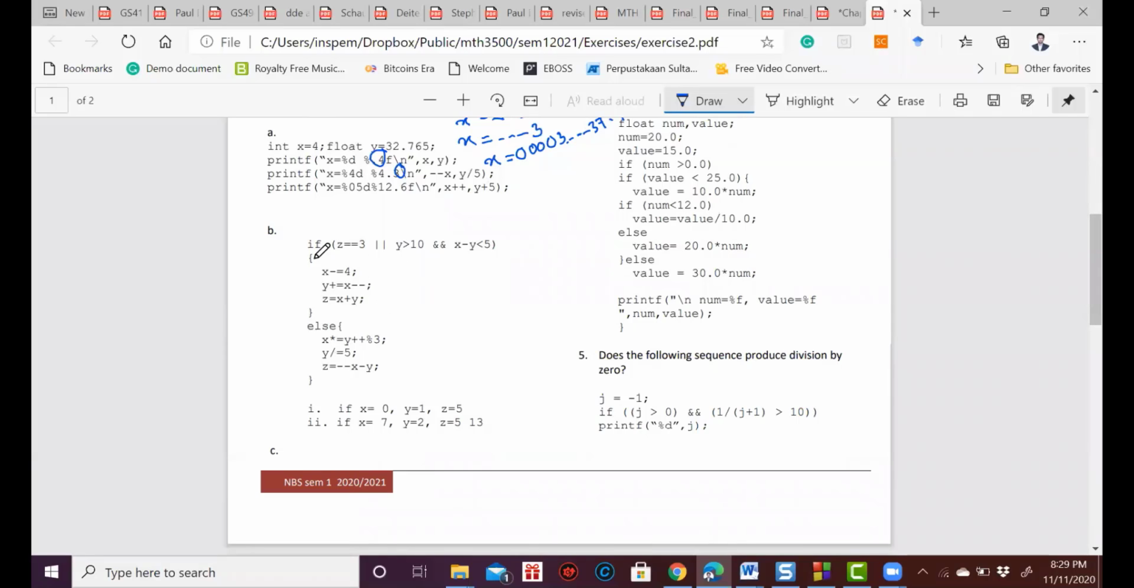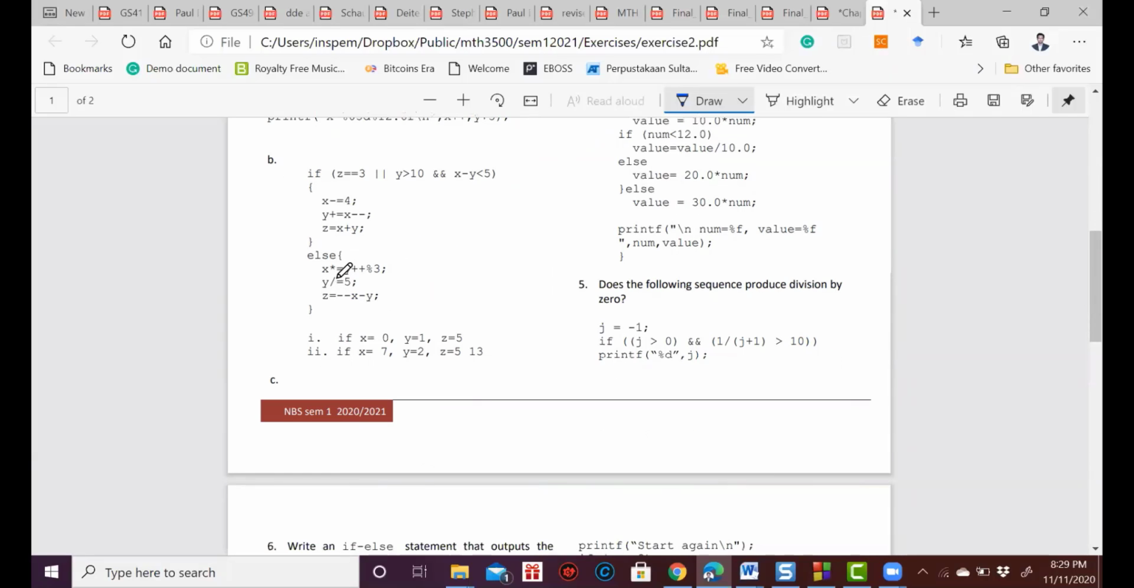Okay, now P. Okay, boleh tolong saya apa jawapan?